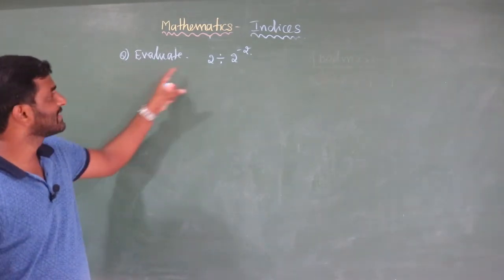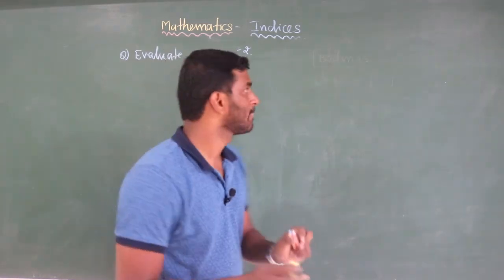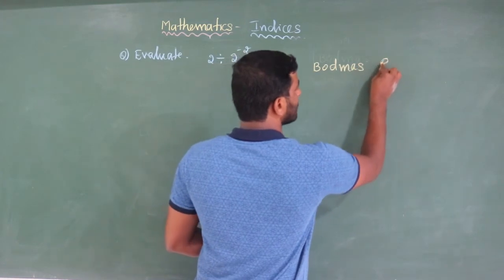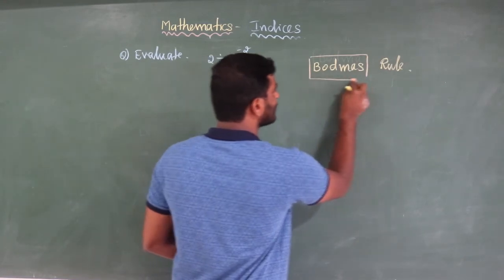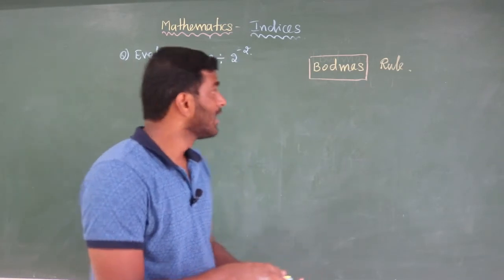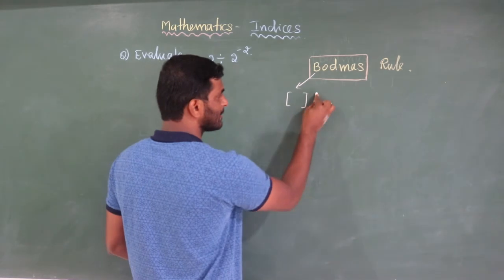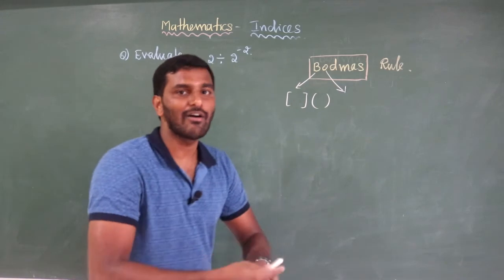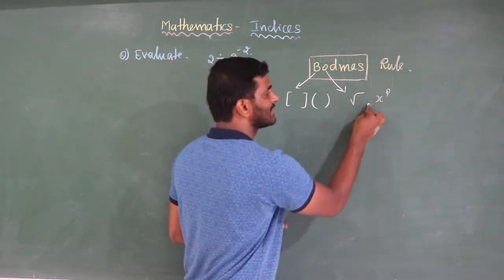So before taking this question, let me explain the very important concept of simplification. That is the BODMAS rule. We have to know the BODMAS rule. Without knowing this BODMAS rule, we can't solve simplification. What is BODMAS? B is bracket, like this or like this. O is order, that is, bracket of or order. Order is nothing but root value, otherwise square value, like this.